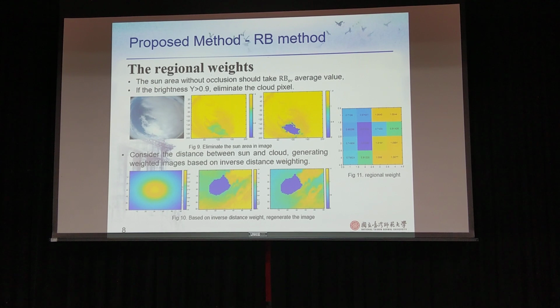And in linear way, the center of sun is obtained through the solar position algorithm, and then the area of the center, the sun click, is removed using Y more than 0.9 as the judge. And the distance between the cloud and the sun is considered by using inverse distance weighting. And finally, this value is cut into 16 pieces as original input, as Figure 11 shows.